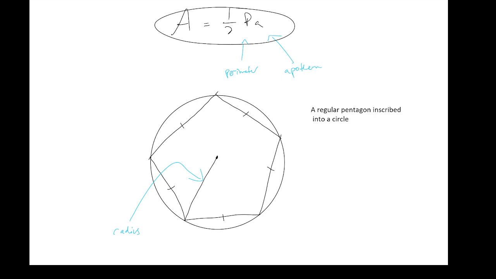Now, what I don't have here is this length right here, which is a perpendicular altitude. Gentlemen, this is what is referred to as the apothem. Okay, that is your apothem.